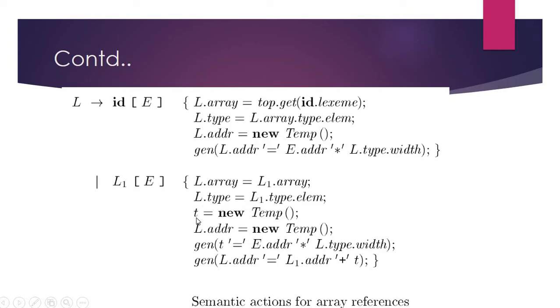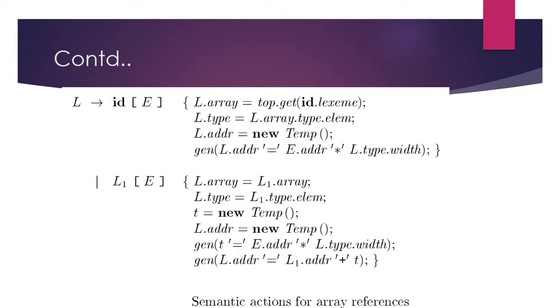Then here one new temporary variable has to be generated, that is T. Then L.address, for that also again a new temporary variable, to hold the offset value, we need to generate a new temporary variable that will be stored here. Then we have to generate the 3 address code: whatever the width of each and every element will be multiplied with the index value, that is A[I]. Using that I value, we multiply and store in that T.